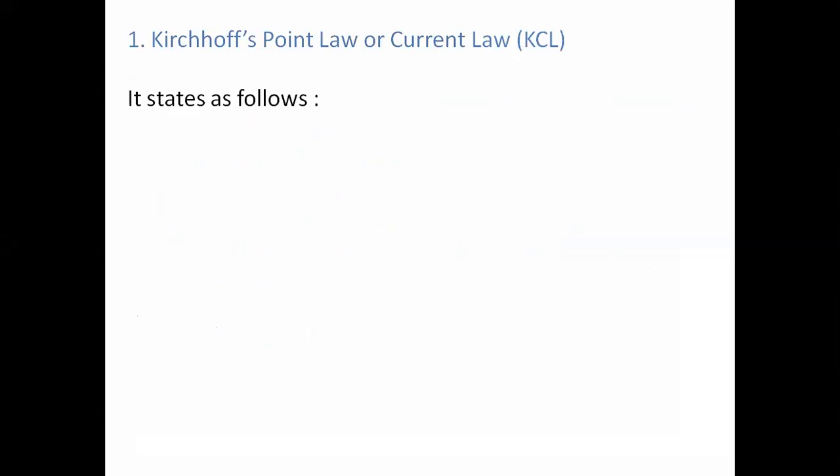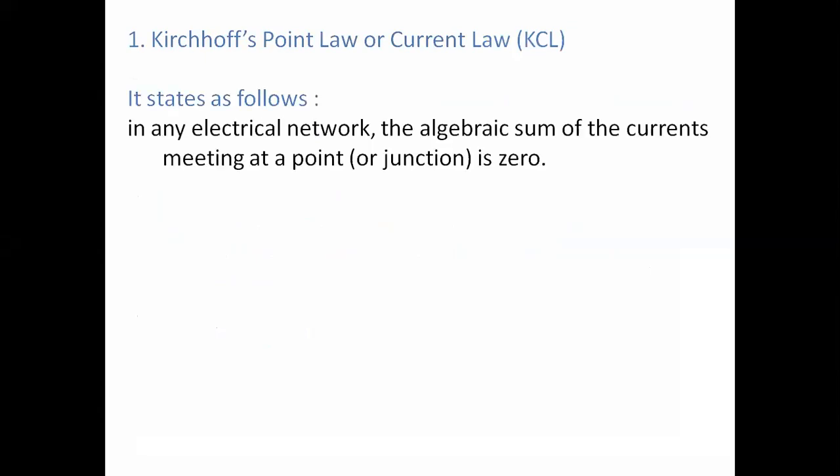So Kirchhoff's point law or current law states that in any electrical network, the algebraic sum of the currents meeting at a point or junction is 0. Suppose we have a junction. At that junction, some currents are coming and some currents are going. Just like in traffic, at a junction some traffic is going outside and some is coming inside. Like that, in a given network we have a number of junctions, and at a given junction a number of currents come towards the junction and a number of currents flow out of the junction.